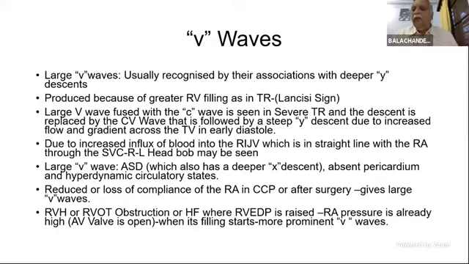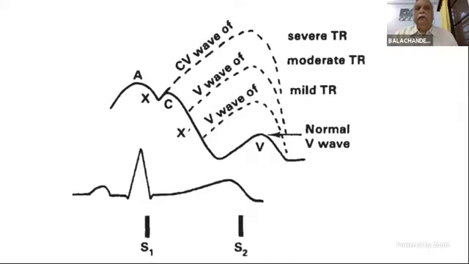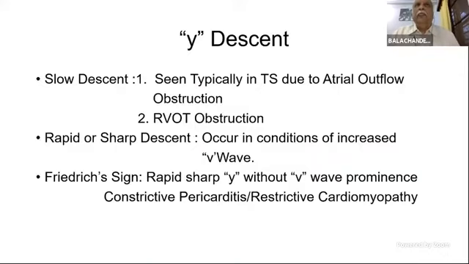So in the examination, sometimes, next slide. Of course, this is the CV wave as the TR progresses. We will come to this when we talk about mild, moderate, and severe TR. Next slide. And this is the Y descent, which is a slow descent, which occurs in TS. But here it is a rapid descent.